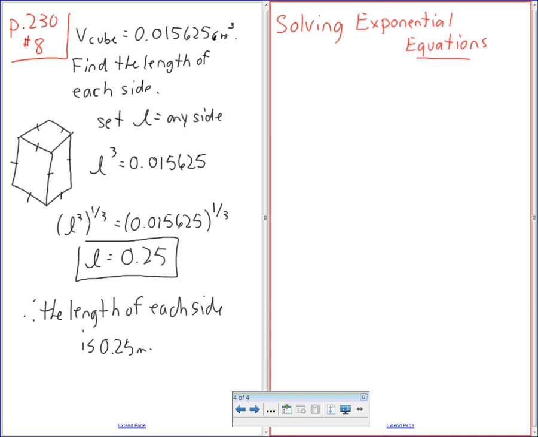All right, solving exponential equations. Okay, this is a horribly important part. I know I say this a lot, but this is a horribly important part of this unit, today's lesson, okay?